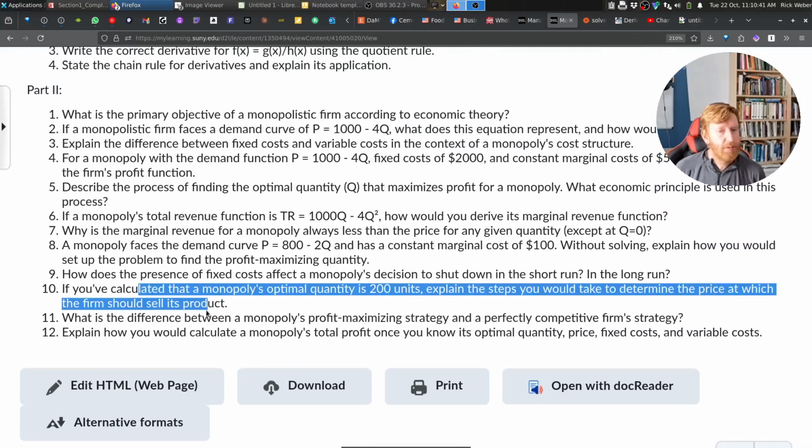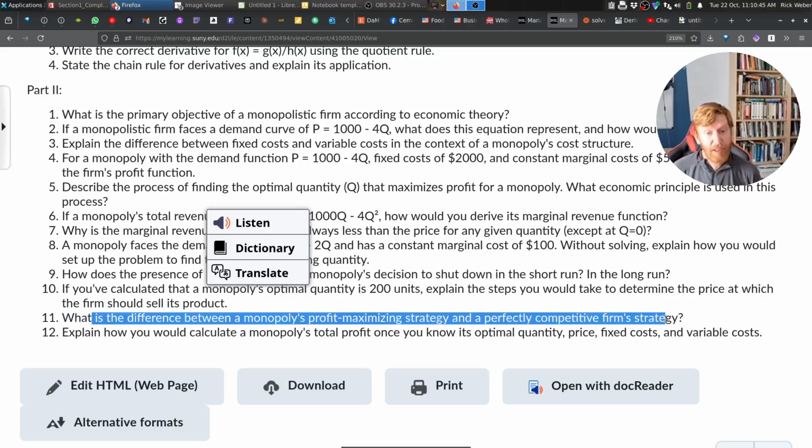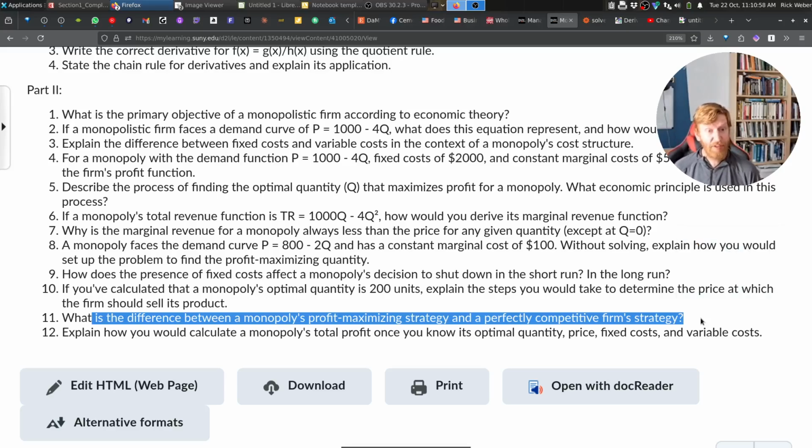What is the difference between a monopoly's profit maximizing strategy and a perfectly competitive firm's strategy? Both of them are acting in order to find the point where marginal revenue hits marginal cost. Both of them are trying to maximize profit, and in this model we're assuming that both of them have a decision about quantity to make. Now in the real world, we have many more variables, but if we tried to throw in all those variables into this class right now, it'd be intractable, right?